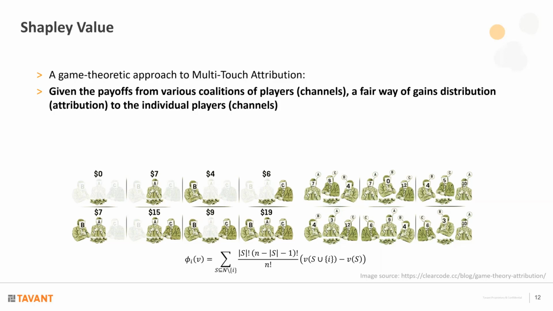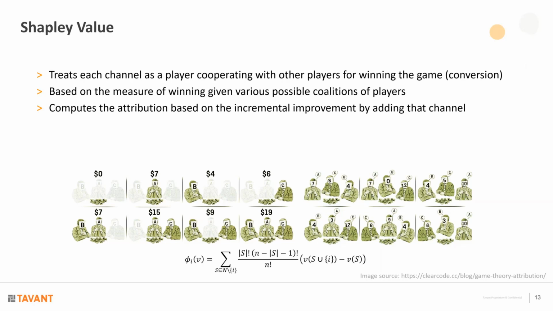So in simple terms, given the payoff from various coalitions of players, or channels in our case, it is a fair way of distributing or attributing gains to the individual players or channels. That is the core idea behind this. It basically treats each channel as a player cooperating with other channels to win the game, which is to get the customer to convert. And based on the measure of winning, you want to give an attribution to individual players.